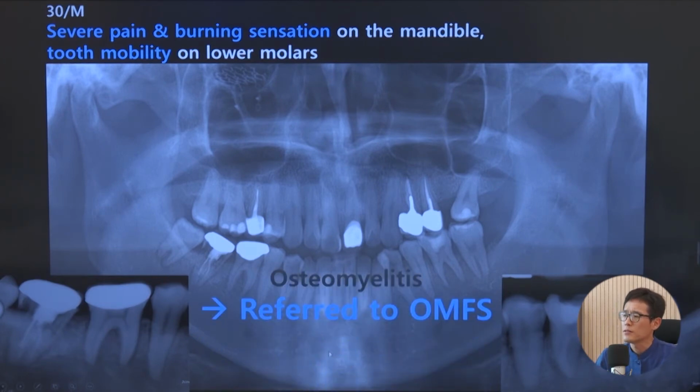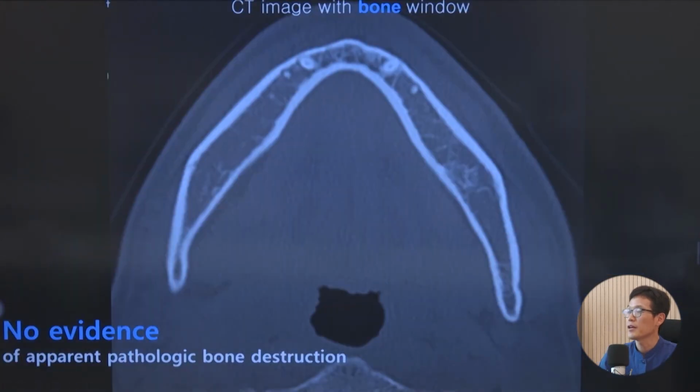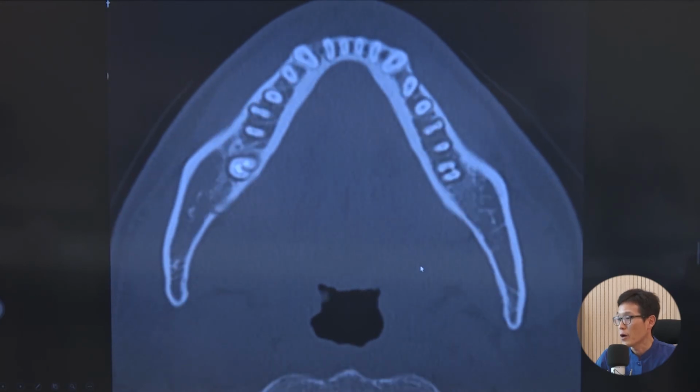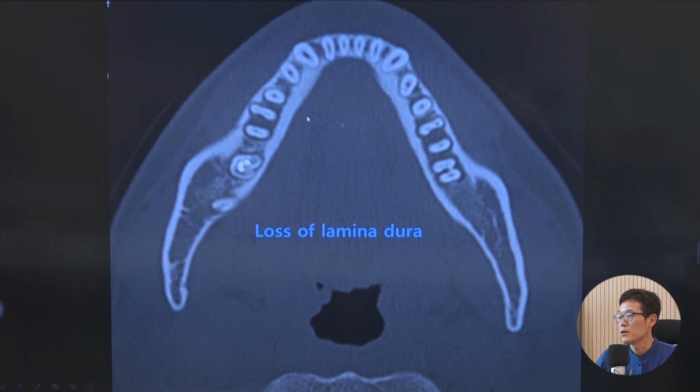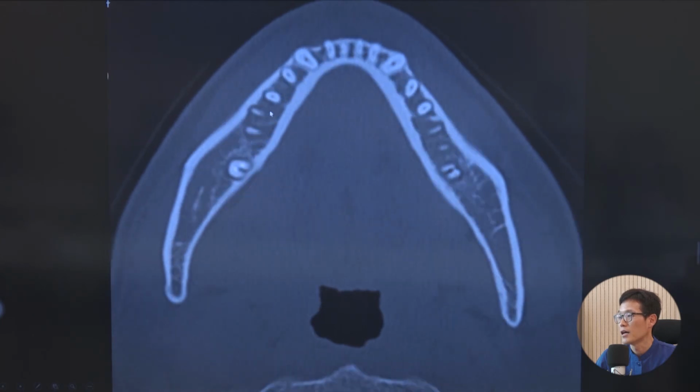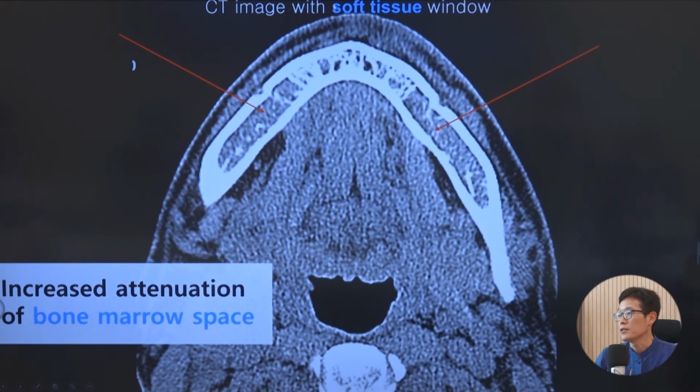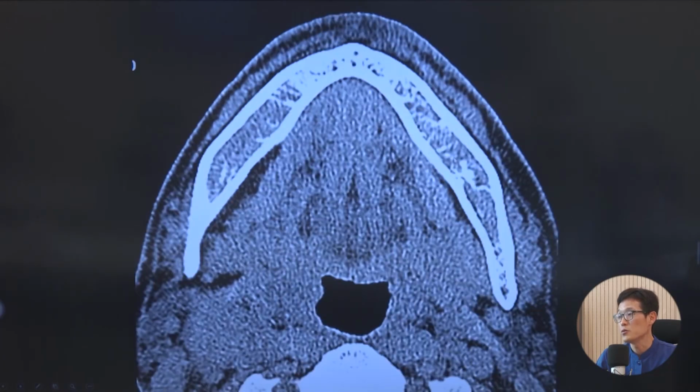Clinically, this patient was suspected of having osteomyelitis and then referred to the Department of Oral and Maxillofacial Surgery, and CT images were taken. On this CT image with bone window, there is no evidence of apparent pathologic bone destruction. However, we can see generalized loss of lamina dura. And on CT images with soft tissue window, the increased attenuation of the bone marrow space is well appreciated.